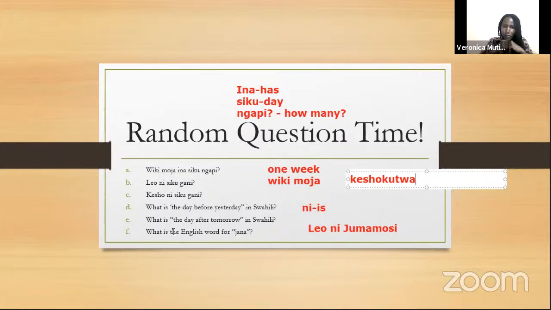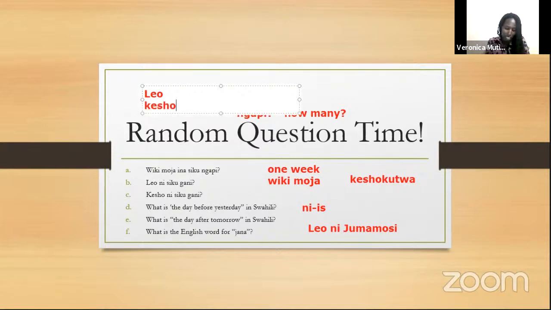Jana. Yesterday. Yes. So jana is yesterday. Remember, today is leo. Leo, you know, just borrow it from this word. It's a very popular one in English. So if you see this in Swahili, just know it means today. Leo, kesho. Kesho is tomorrow. And yesterday is jana. Leo, kesho, jana.